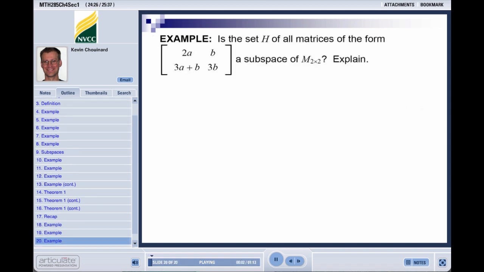Earlier we had an example that said that the collection of all 2 by 2 matrices was a vector space. Here we have a subcollection of matrices of that form. We want to know if that subcollection is a subspace or not. And so to be a subspace, we should either show that the three axioms hold, or show that it's a span.